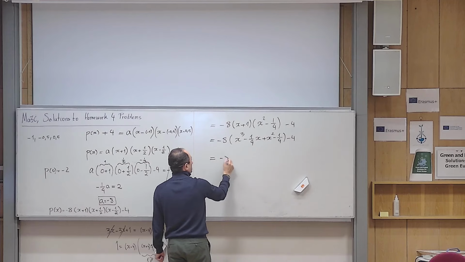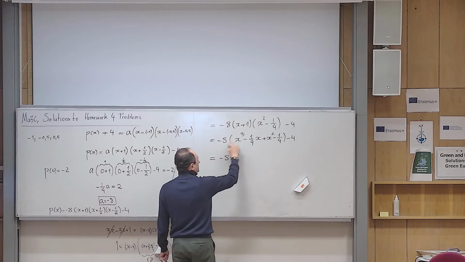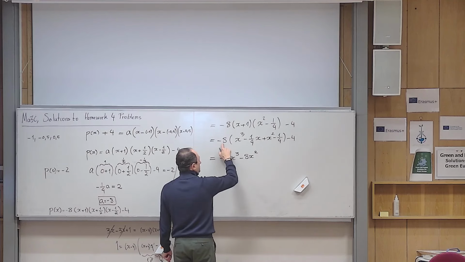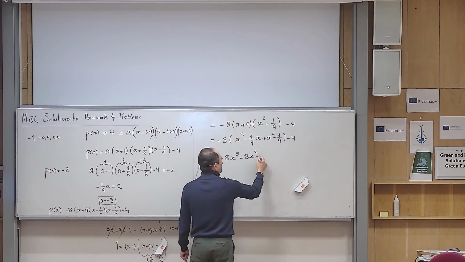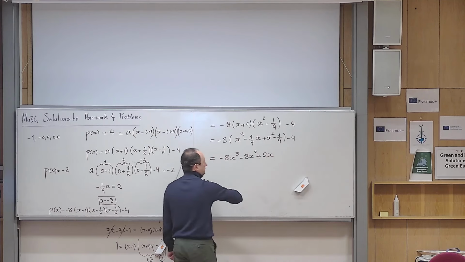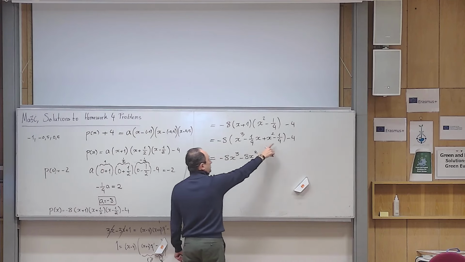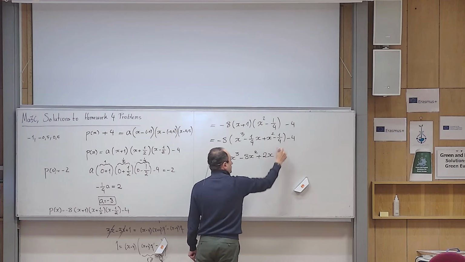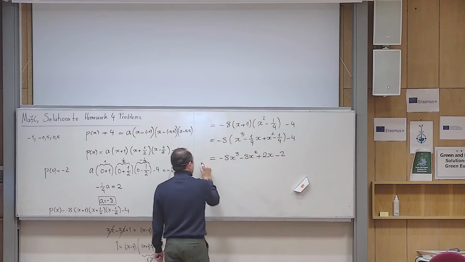This one, I will prefer to write in a standard form. So let me write this one first. And then multiply minus 8 by minus 1 over 4 becomes positive 2, but minus 4 is negative 2. So this is your polynomial.